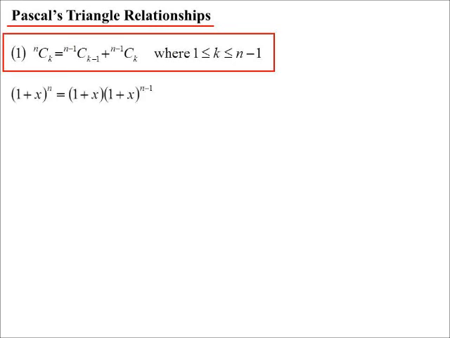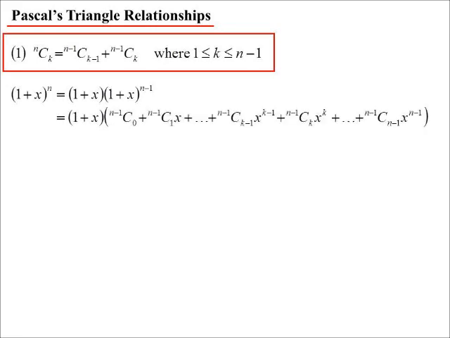Now I'm going to prove it. (1 + x)^n could be written as (1 + x) times (1 + x)^(n-1). If I expand out the (1 + x)^(n-1), so (n-1)C0 + (n-1)C1 x and so on, somewhere in the middle there would be these two terms: (n-1)C(k-1) x to the power of k-1 and (n-1)Ck x to the power of k.